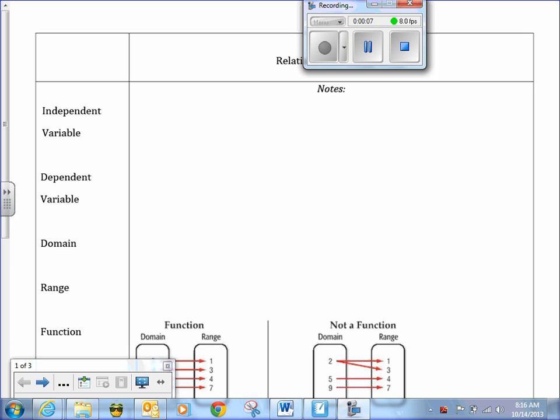We're going to take notes on relations and functions. A couple of terms that we need to recall before we move forward.